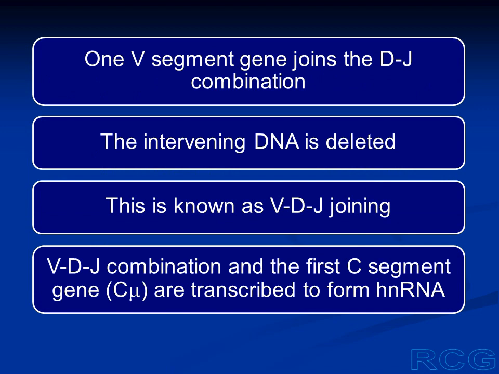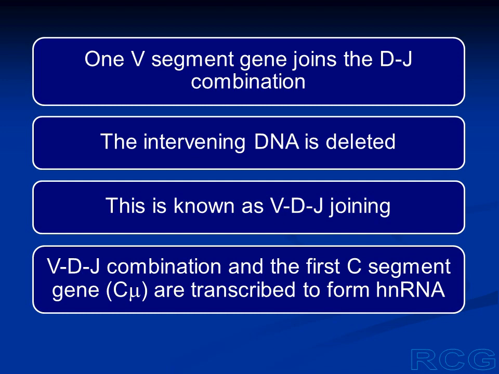Then one of the genes in the V cluster joins the DJ combination, and again the intervening DNA is deleted. And this process is known as VDJ joining. So now we have got a combination of one V segment, one D segment, and one J segment. And these three V, D, and J segments encode the variable region of the heavy chain.